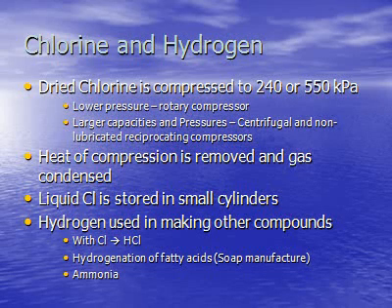Chlorine and hydrogen are produced in this process. Dry chlorine is compressed to 240 or 550 kilopascal. Heat of compression is removed and the gas condenses. Liquid chlorine is stored in small cylinders. Hydrogen is used in making other compounds like hydrochloric acid, in hydrogenation of fatty acids, and in ammonia manufacturing.